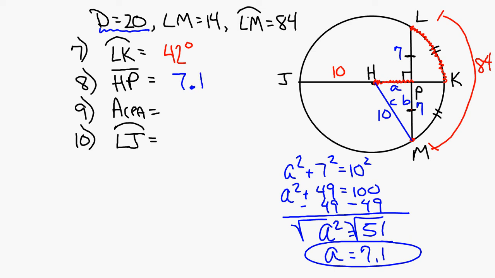The area of this circle. Area equals pi times the radius squared. Your radius is 10. So pi times 10 squared. That's pi times 100. So in your calculator, take 100, multiply it by pi symbol. Round it to the nearest tenth. 314.2.